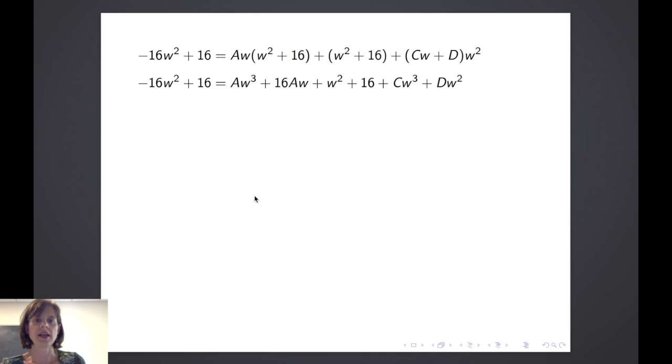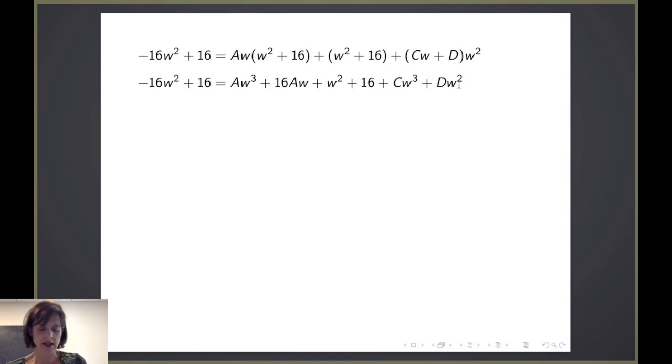Now at this point, I can distribute aw across w squared plus 16 and w squared across cw plus d, and get that negative 16w squared plus 16 equals aw cubed plus 16aw plus w squared plus 16 plus cw cubed plus dw squared.